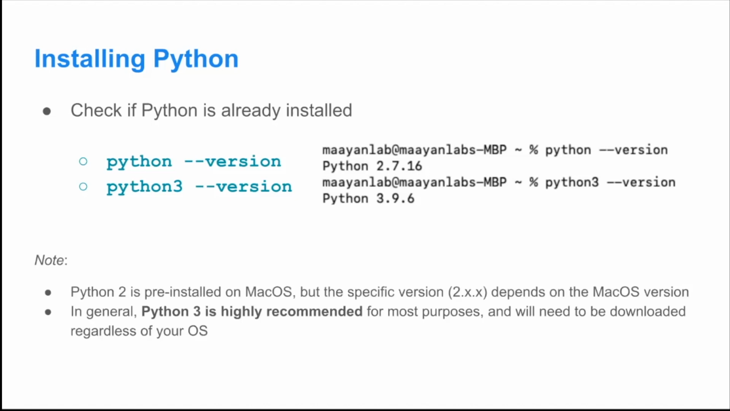This is because on Mac OS systems, Python 2 is generally pre-installed. The specific version will actually depend on your Mac OS version. But Python 3 is highly recommended for most practical programming purposes, including for this course. And you will probably need to download it regardless of your operating system if you don't already have Python 3.